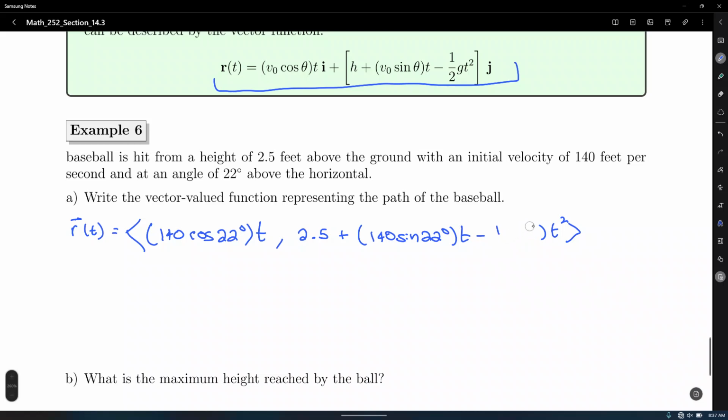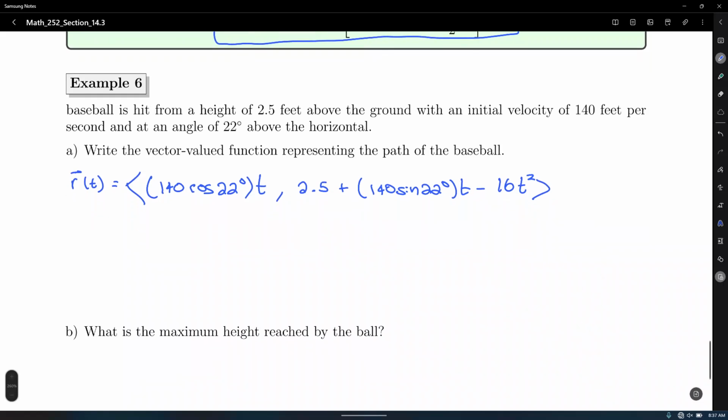Well, how about we just do 16? I mean, I think we can simplify this one on the go. All right, so that is our vector valued function, in the exact form, without computing the sine 22 degrees times 140. We're going to do that later. Don't worry. So that is the vector valued function that represents the path of the baseball in its trigonometric form, because this time we're given the angle and the initial velocity not as a vector.